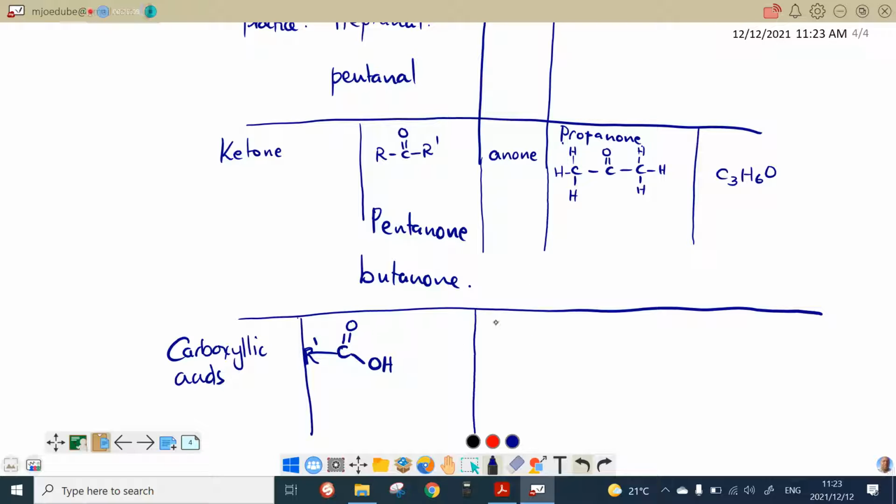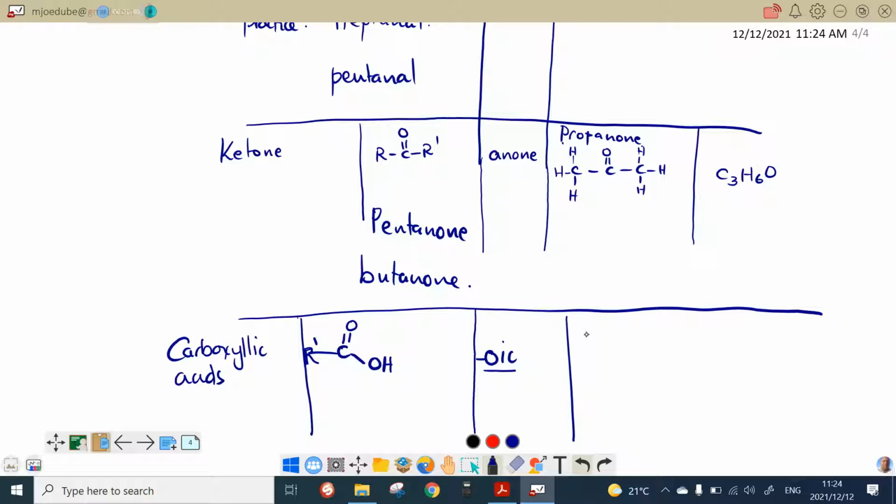And with your carboxylic acid, the name ends with oic rather than ilic. It ends with an oic: methanoic, ethanoic, propanoic, whatever, so it ends with an oic.